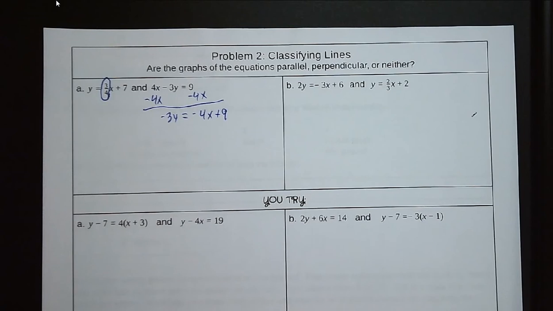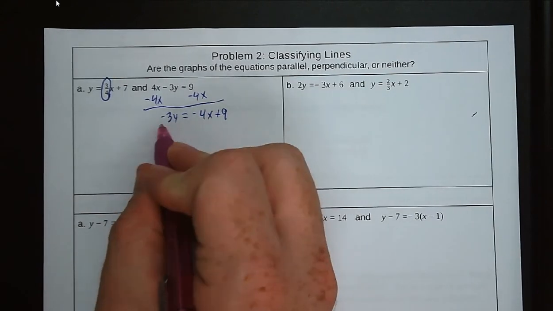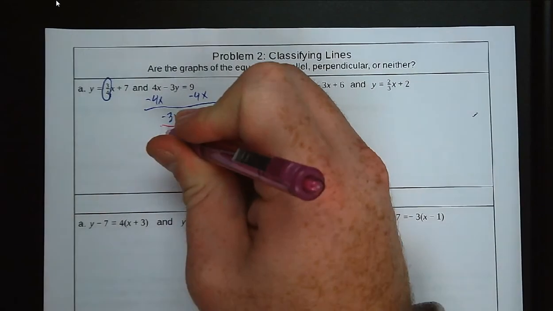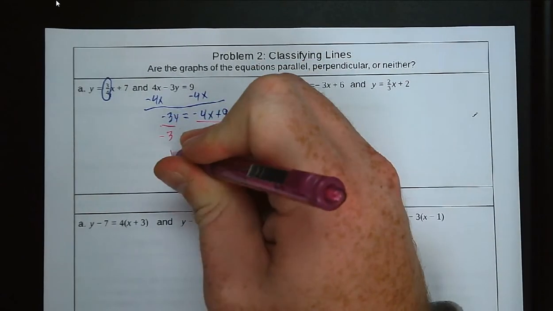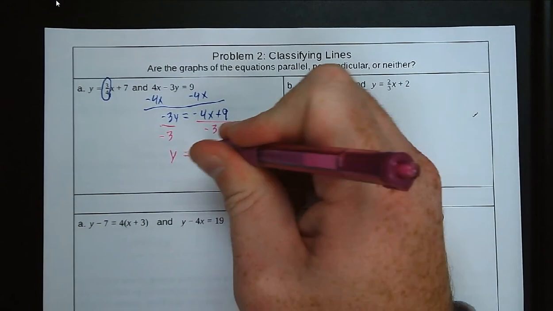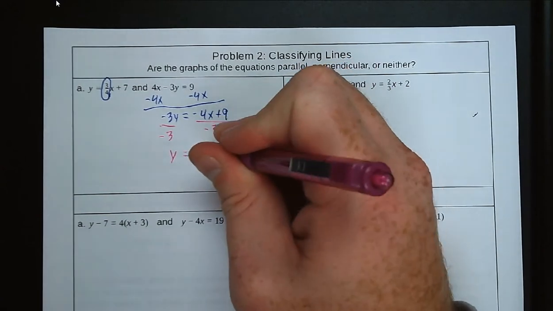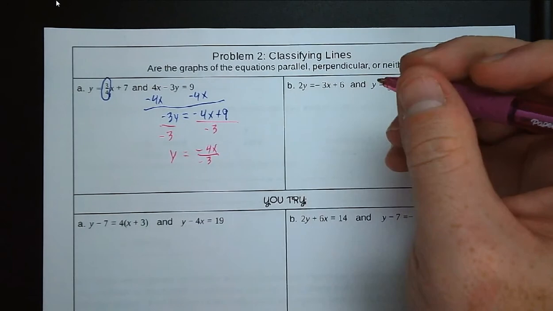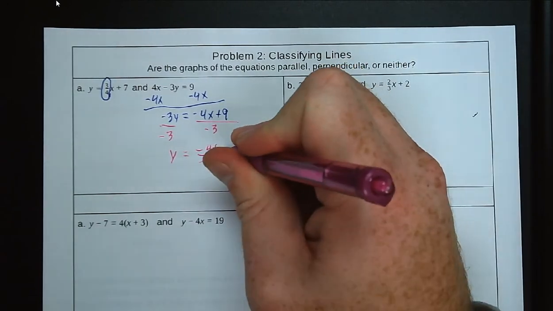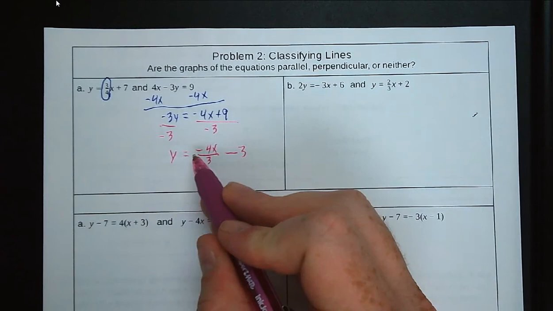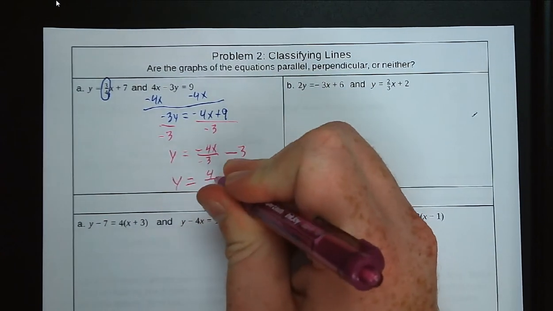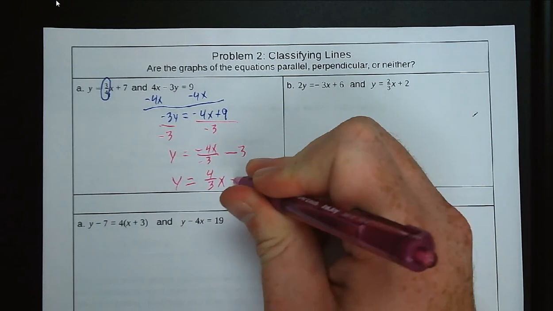All right, our next step, because we're not in slope-intercept form yet, is to divide both sides of the equation by negative 3. So y is going to be equal to negative 4x over negative 3 minus 3. So those two negatives are going to cancel out, and we've got y equals 4/3 x minus 3.